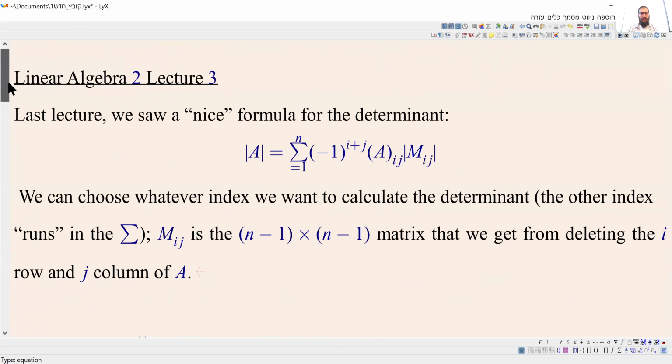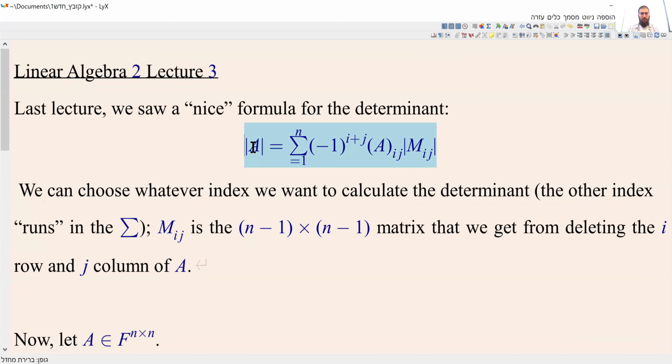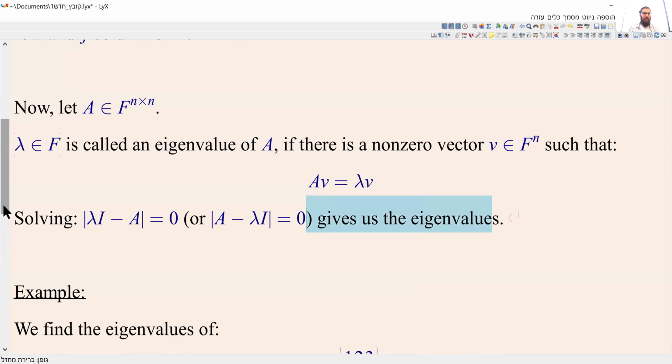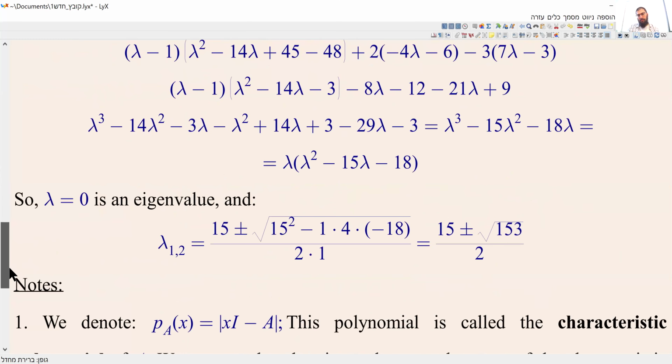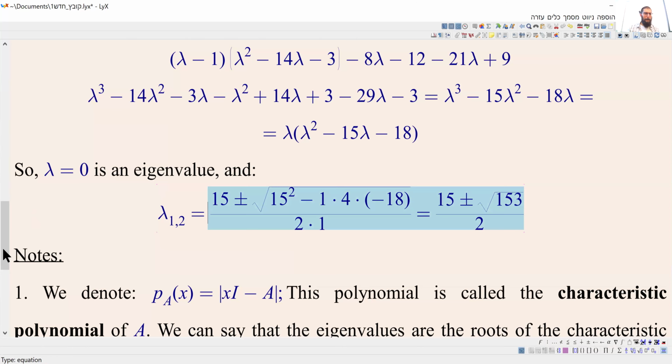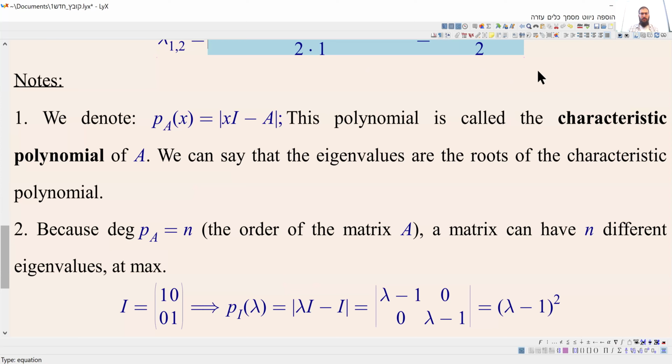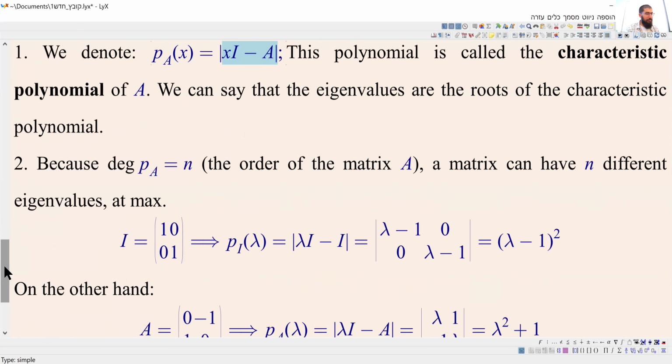We mentioned the formula of the determinant we saw last lecture, and the notion of an eigenvalue. We had another example, a very ugly one. We managed to go through it, and then a couple of notes. First of all, this determinant is called the characteristic polynomial. The roots of the characteristic polynomial are actually the eigenvalues.